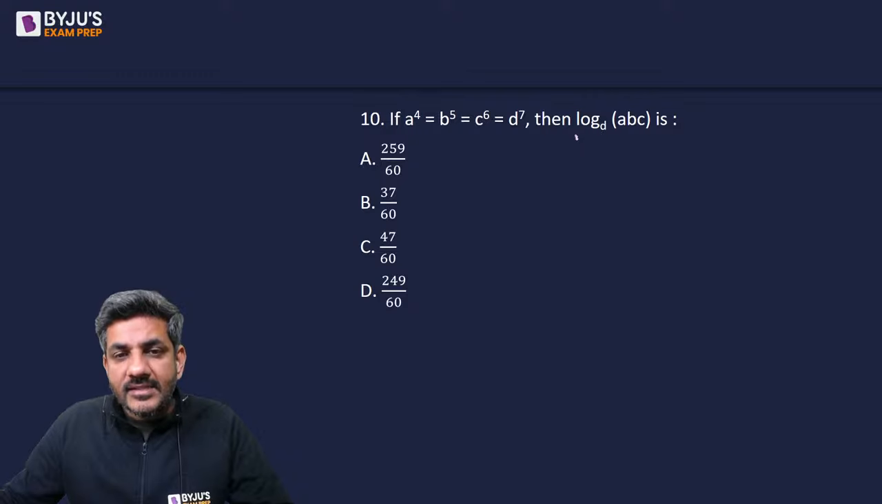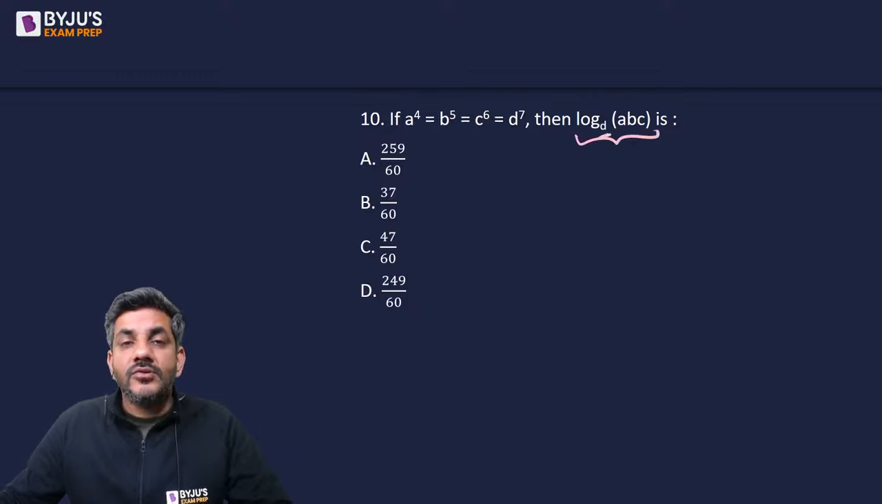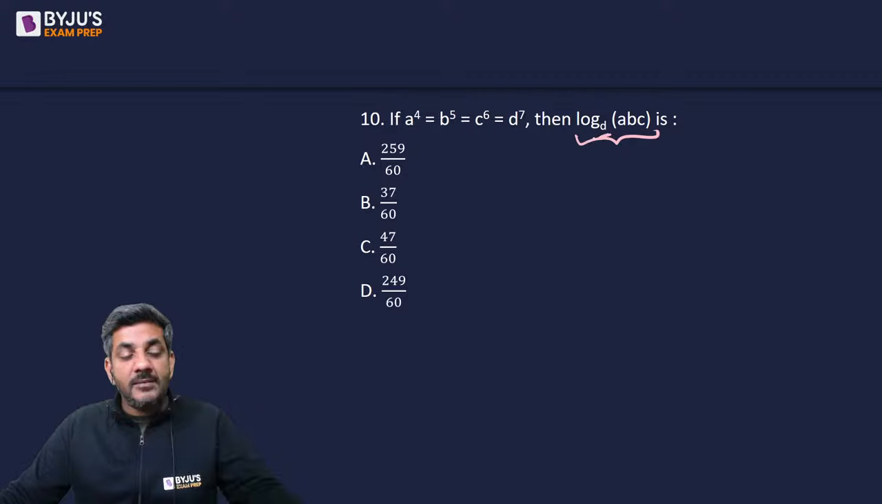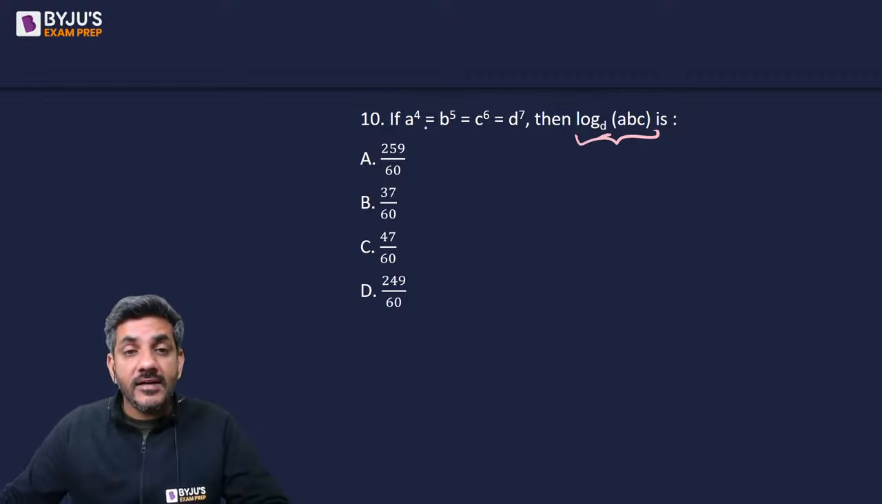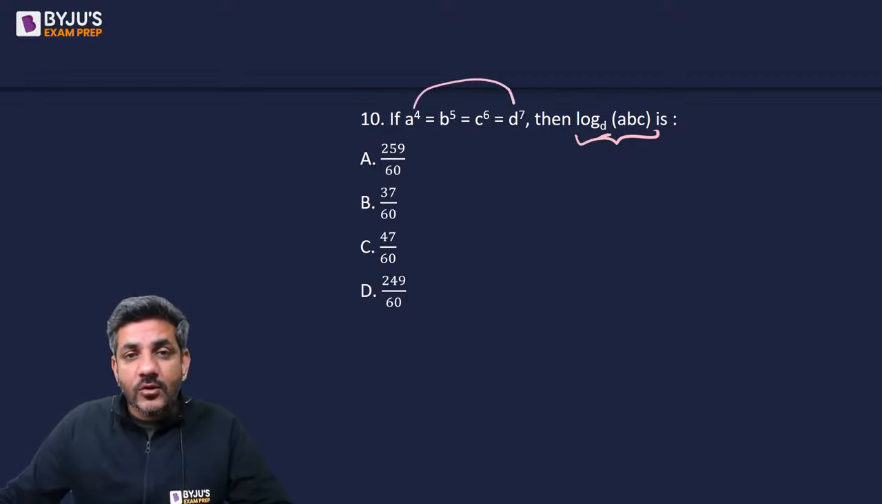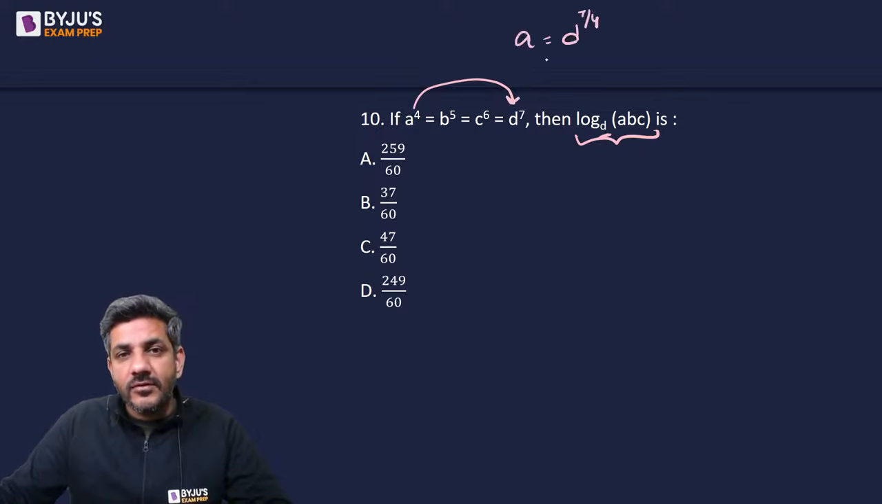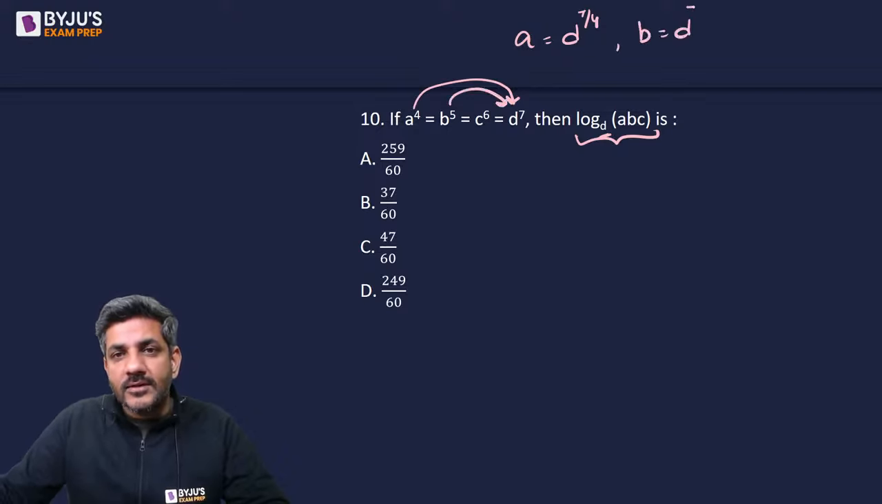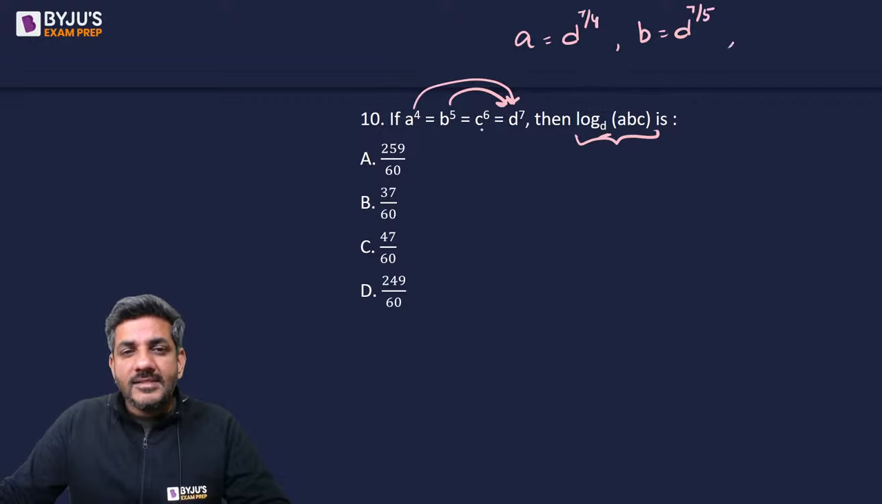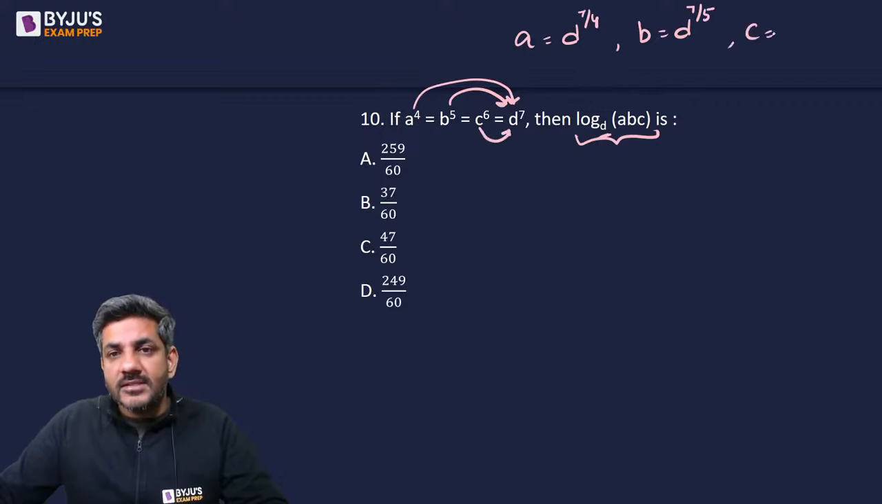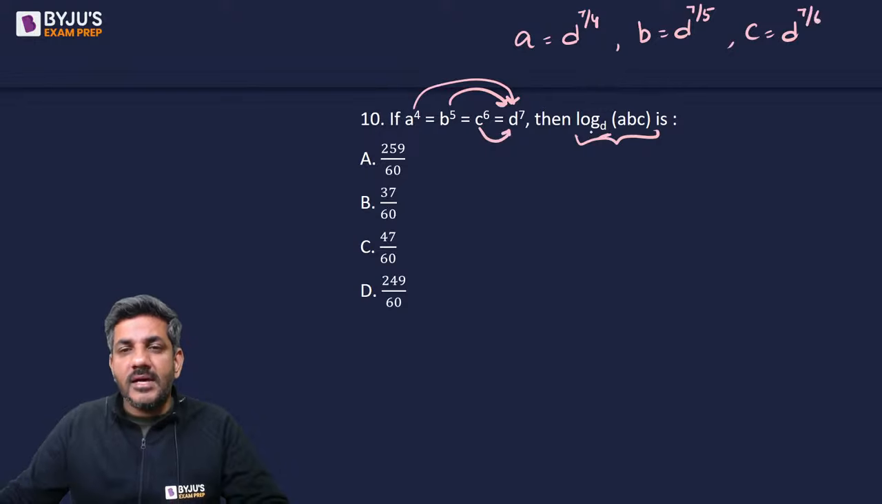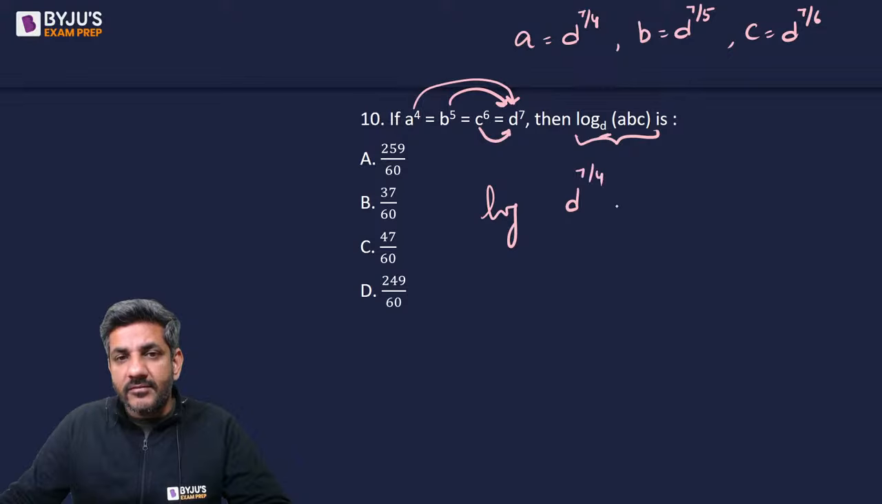So here I see the base is d. So therefore always try to convert everything in terms of d so that you can get the answers a little fast. So a to the power 4 is equal to d to the power 7. So can I say a is equal to d to the power 7 by 4? b to the power 5 is d to the power 7. So I can say b is equal to d to the power 7 by 5. And c to the power 6 is d to the power 7. So that means c is equal to d to the power 7 by 6. Just put them here. What do you get? a is d to the power 7 by 4 into b is d to the power 7 by 5.